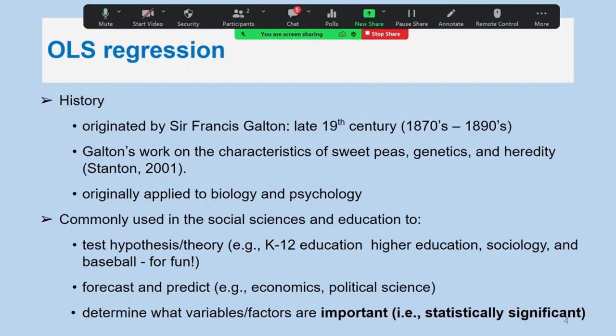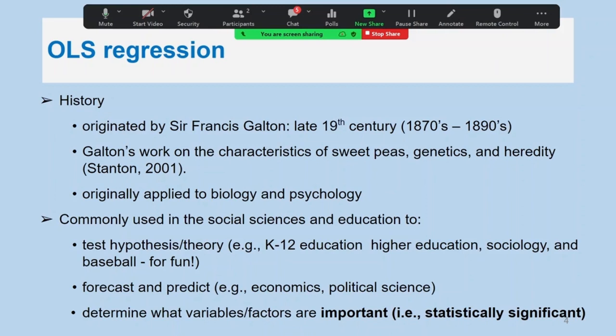It's used to forecast and predict. So in economics, it's used to predict, usually wrong. The predictions usually come out wrong. And in political science it's used to predict elections, and we all know that those predictions also come out wrong for the most part. Determine what variables and factors are important.